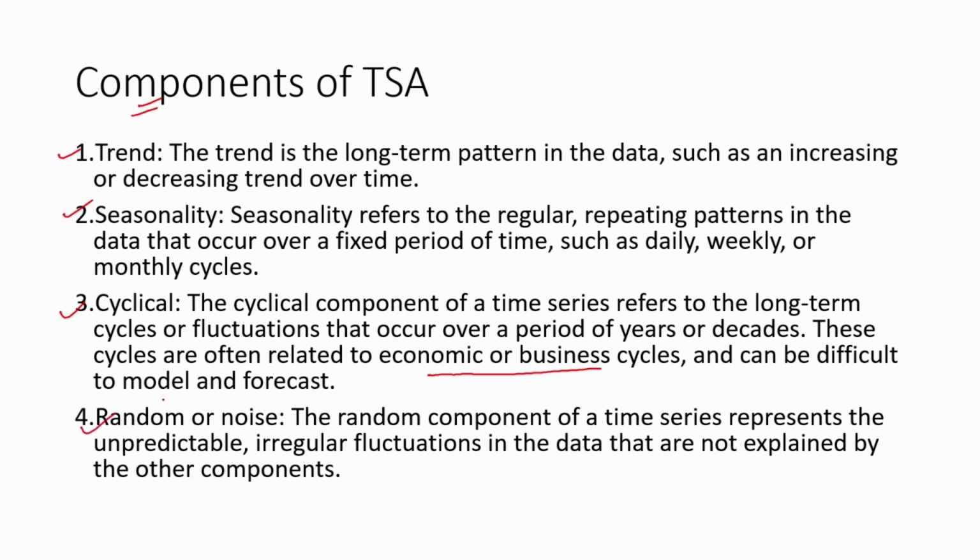Random or noise. The random component of a time series represents the unpredictable, irregular fluctuations in the data and is not explained by the other components. When it comes to time series analysis, it is difficult to predict the cyclical and random factors, but trend and seasonality can be calculated reliably. So we give more focus to the trend and seasonality calculations in this lesson.